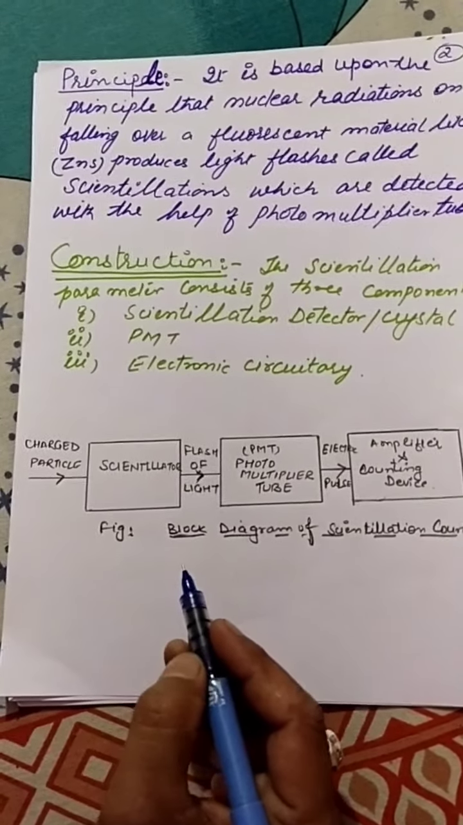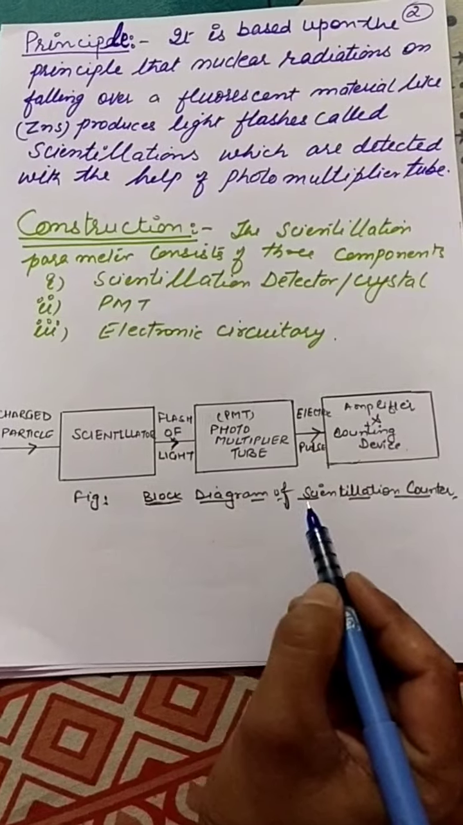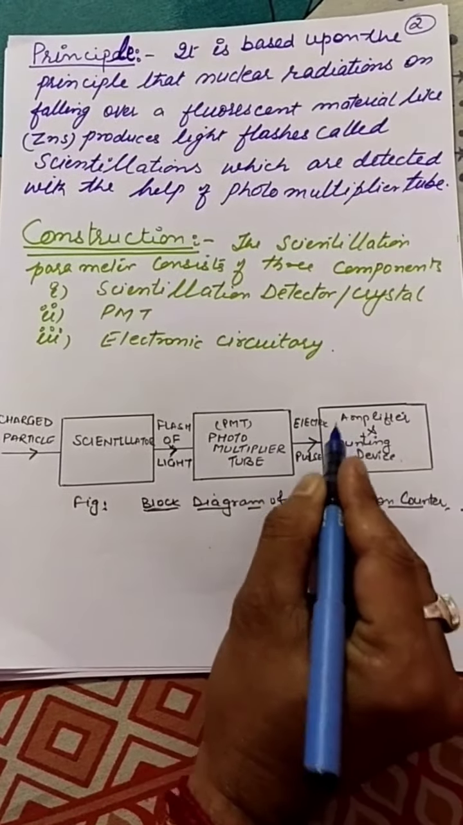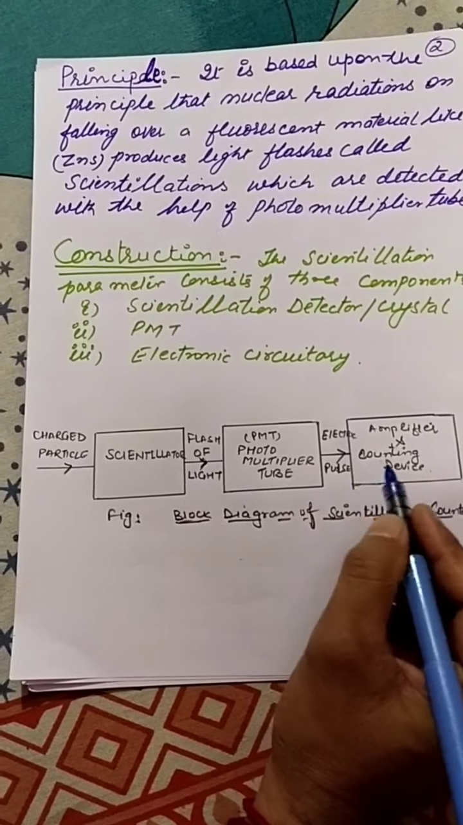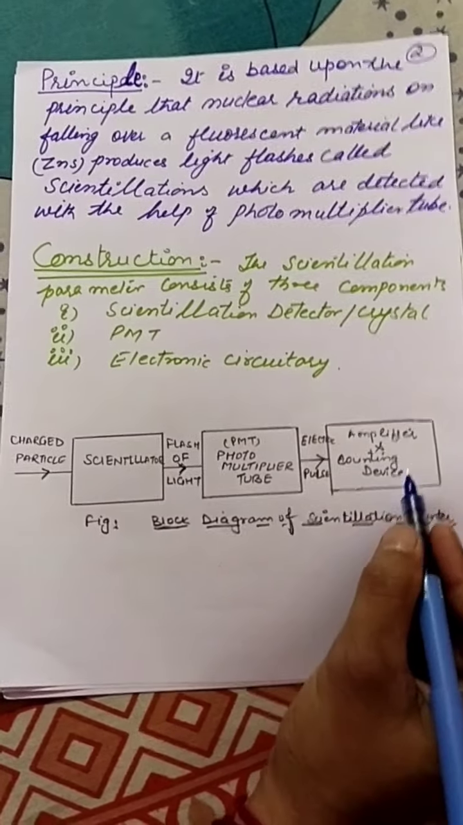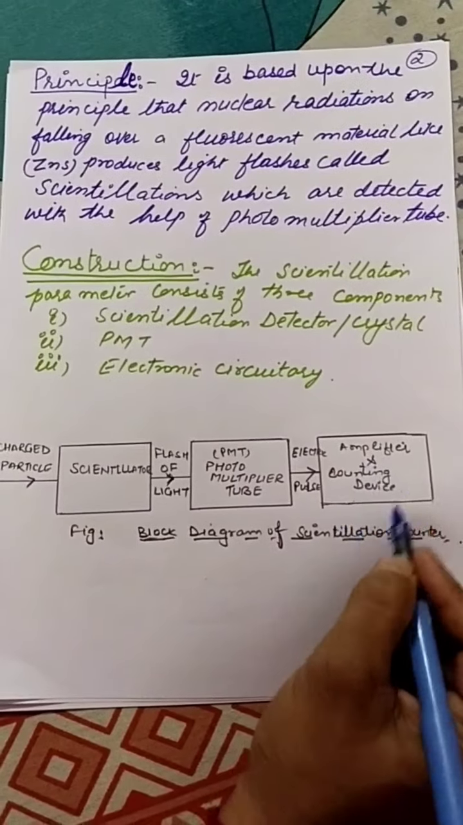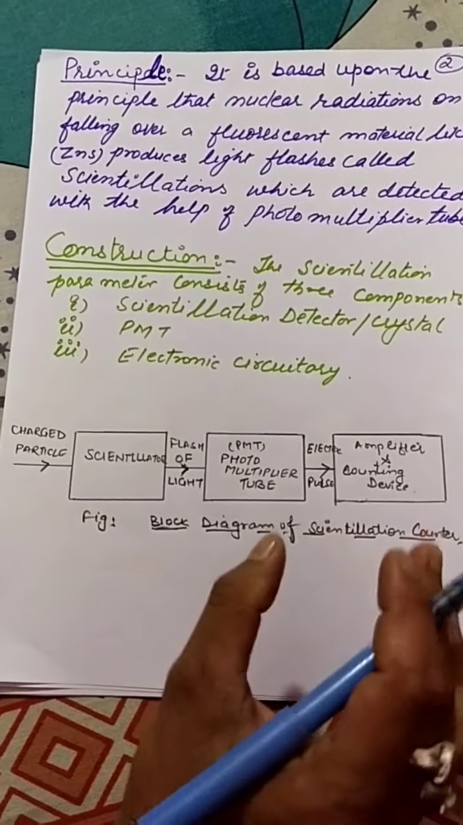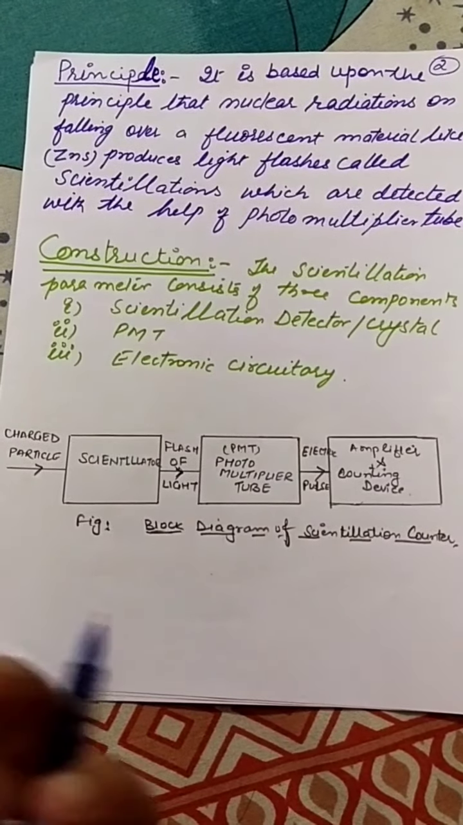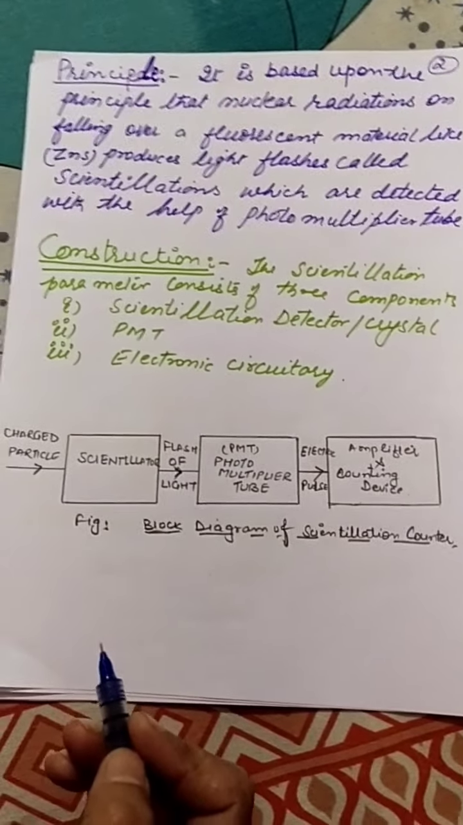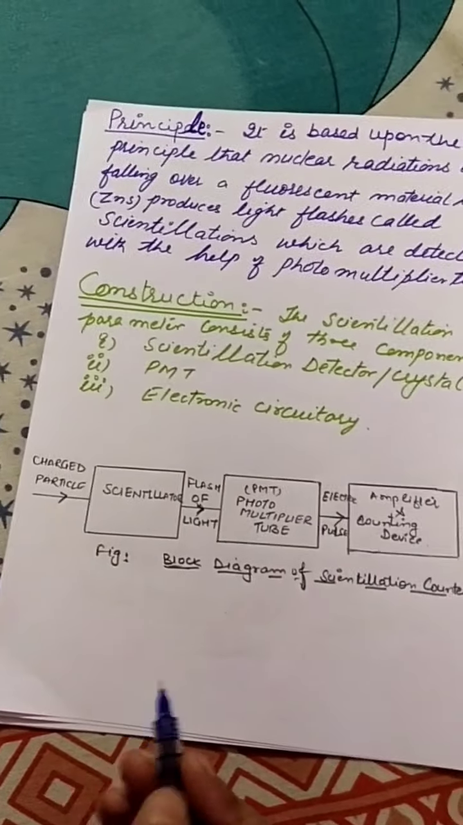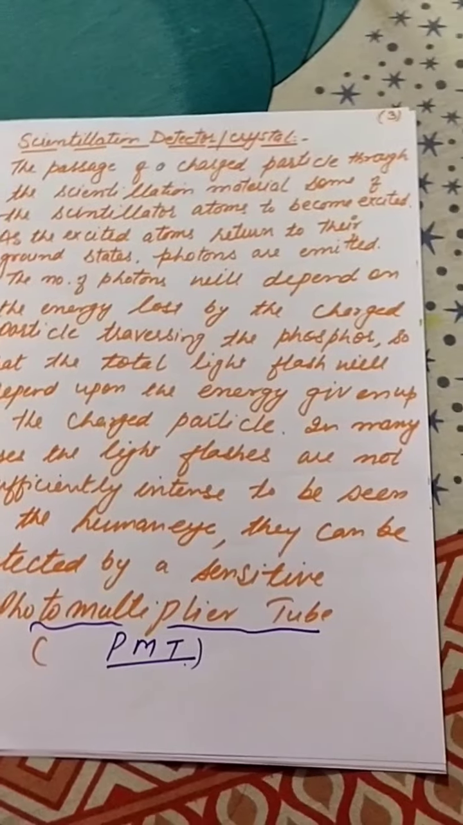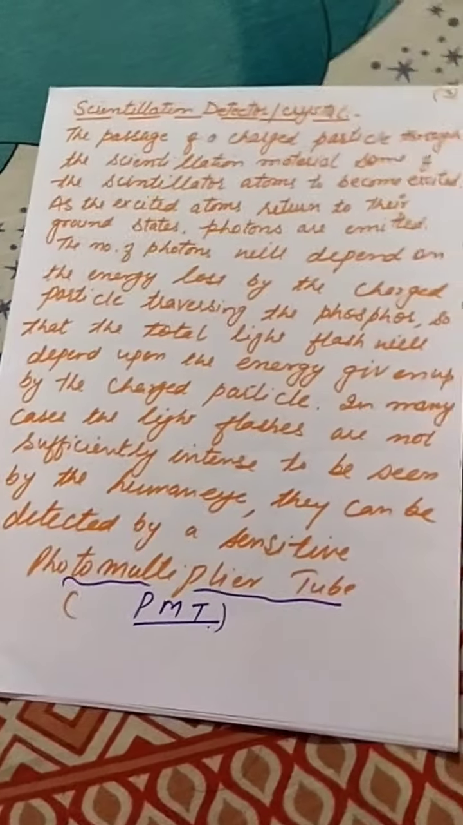Where it is converted into a big current of photoelectrons, which are then amplified. The electron is here and the electric pulse is there. This electric pulse is very big, so we can amplify it by using the amplifier. In this system, after amplifying this pulse, we can count the rate of the charged particles. So the resulting current signal is then analyzed by the electronic system.